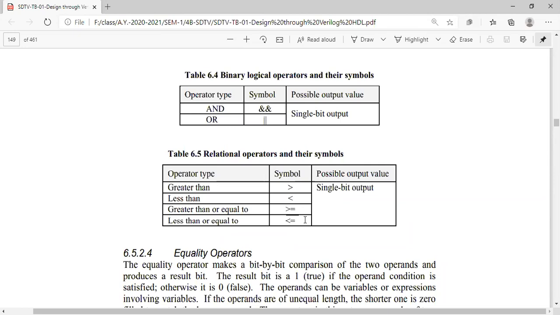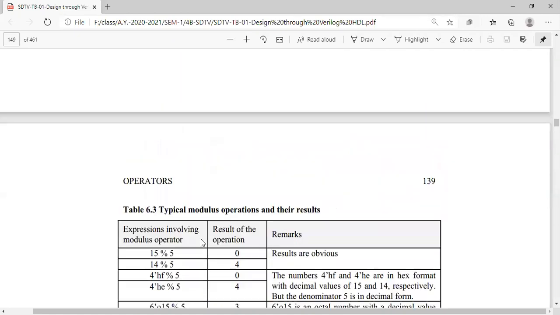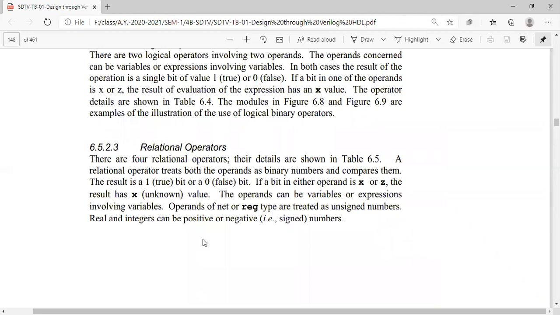Okay, less than: if A is less than B, the output C will be 1 only then. If not, it is 0. Greater than or equal: it may be greater or it may be equal, no problem. If A is greater than or equal to B, the result will be 1. If not, it is going to be 0. Similarly for less than or equal also. So these are the relational operators, right?